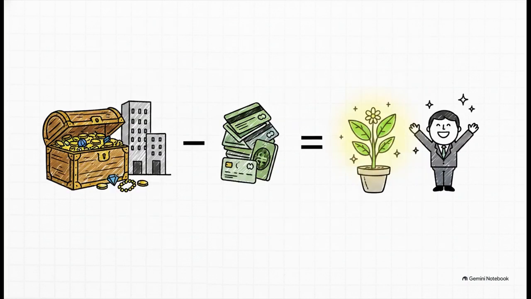And that brings us to a really beautiful fundamental equation. Assets minus liabilities equals owner's equity. Think of it like this. If you sold off every single asset you own today and paid off every last debt, your equity is the true bottom line financial value that's left over just for you.